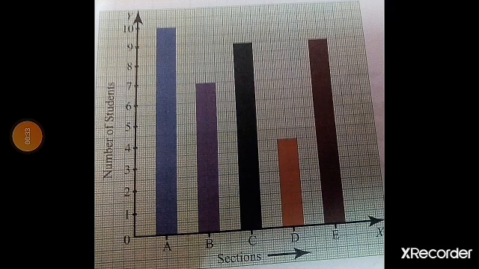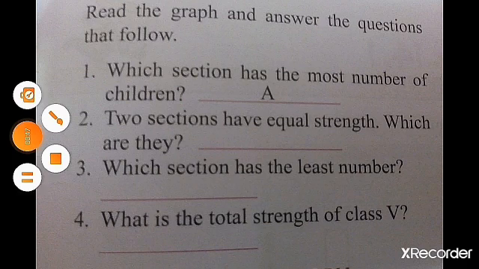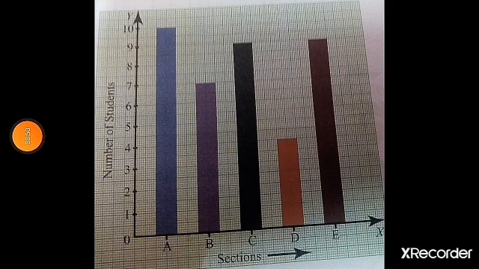Let us see the second question. Two sections have equal strength. Which are they? So there are two sections which have equal strength. Which are they? That is the second question. Let us observe the bar graph. If you look at this bar graph, section C and section E, these two bars are standing as equal, or the number of section C and section E is equal. What is the number? It is 9. So in both sections, section C and section E, the number of students is 9.